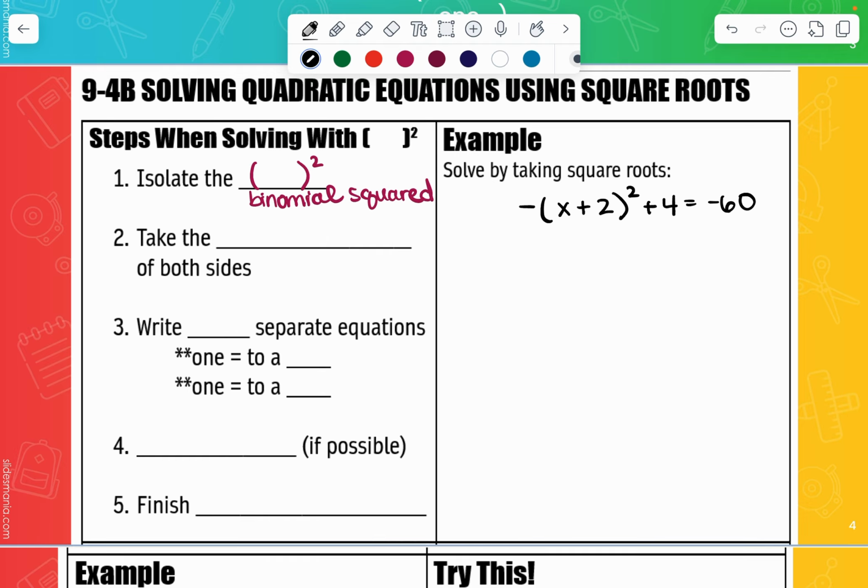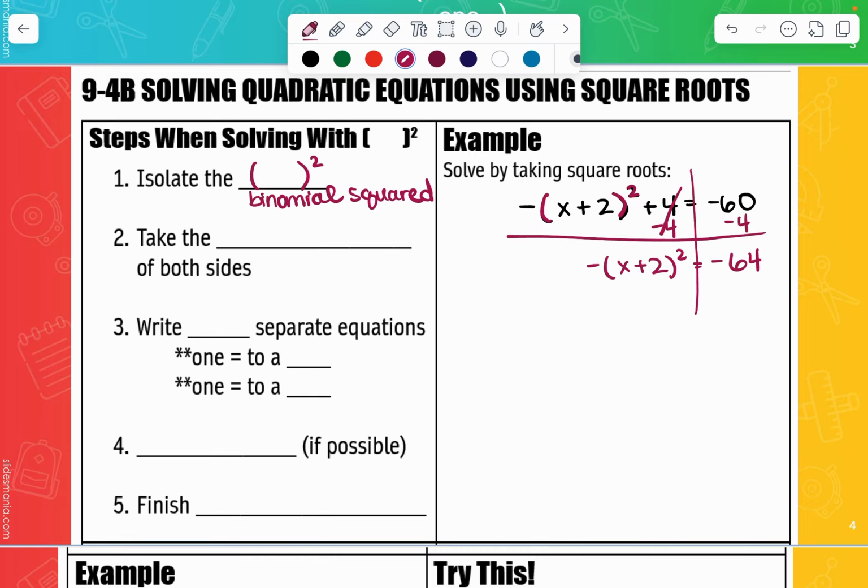All right, so in this problem, if I want to isolate the binomial squared, I need to get rid of anything that is outside of those parentheses. And just like yesterday, we are going to add or subtract first if it is possible. So that leaves me with negative (x plus 2) squared, because the 4's cancel, equals negative 64.